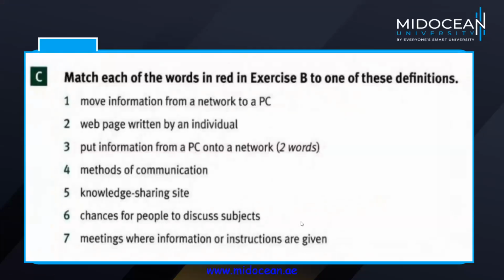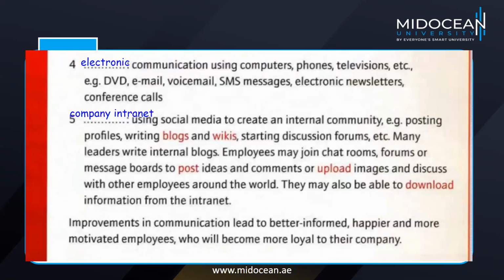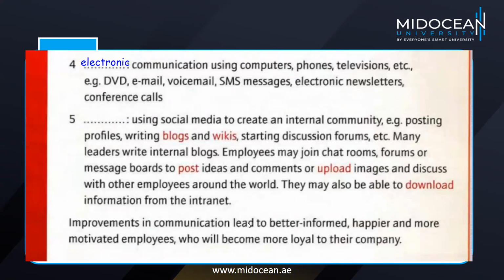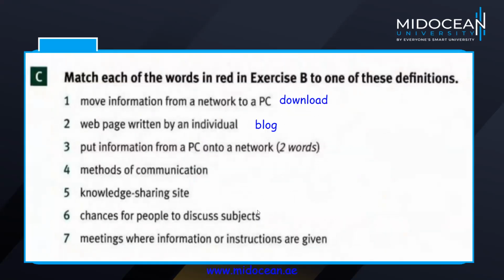Now move to exercise C. Match each of the words in red in exercise B to one of these definitions. Back to exercise B, guys. Do you see the words in red here, like channels? We have channels, forums, briefings, blogs, wikis, post, upload and download. Words like upload, download, post, blog and so on.